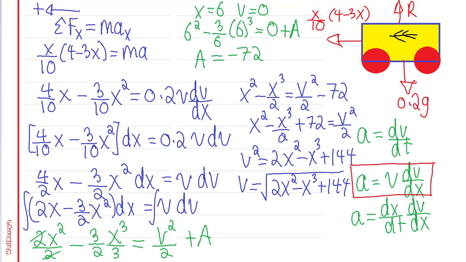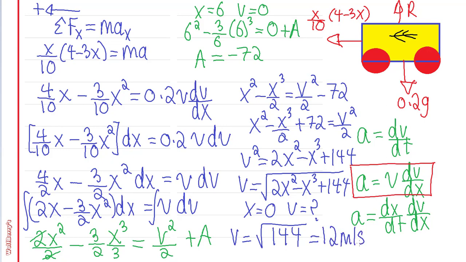The final part of the question, part B, says find the initial speed of the toy car. Initial means at the beginning, so when x was 0, when it hasn't moved any distance yet. So all we do is substitute x equals 0 into the above equation and find what the speed was. That will be the initial speed. So v equals the square root of, since x is 0, this becomes 0, this becomes 0, and we're left with 144. Square root of 144 is 12 meters per second. So that's the initial speed of the toy car when x was equal to 0.